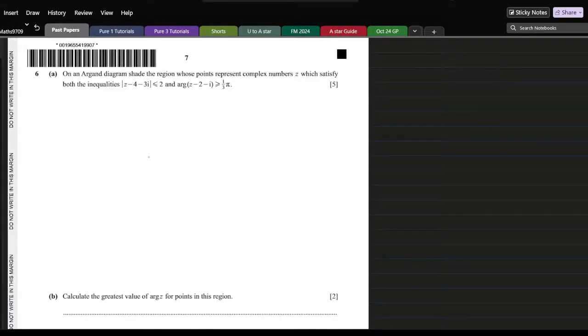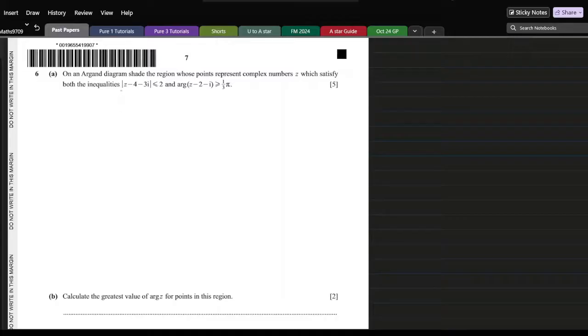Number 6, part A. On an Argand diagram, shade the region whose points represent complex numbers z, which satisfy both the inequalities the modulus of z minus 4 minus 3i is less than or equal to 2, and the argument of z minus 2 minus i is greater than or equal to 1 over 3 pi.